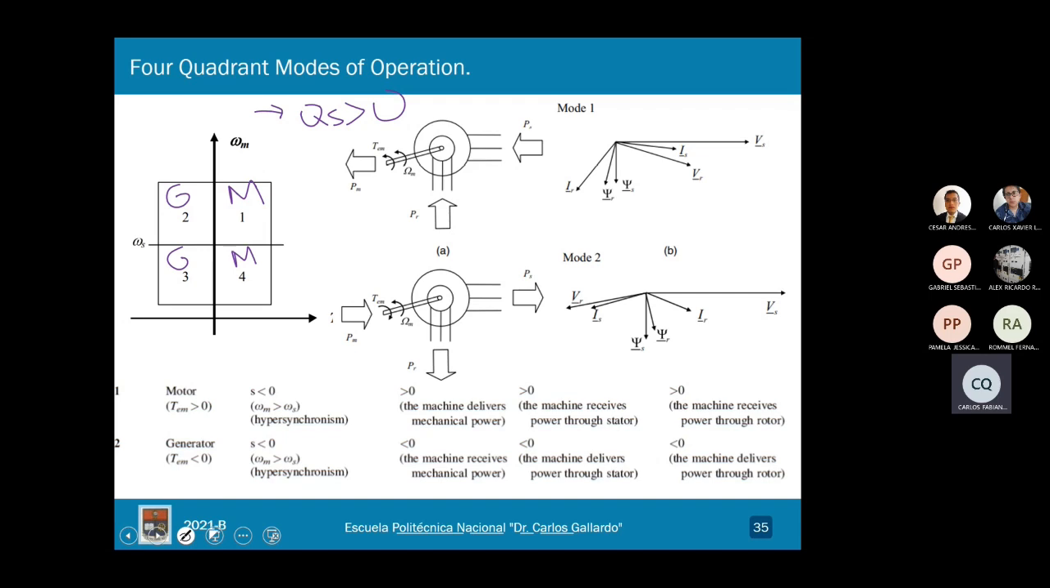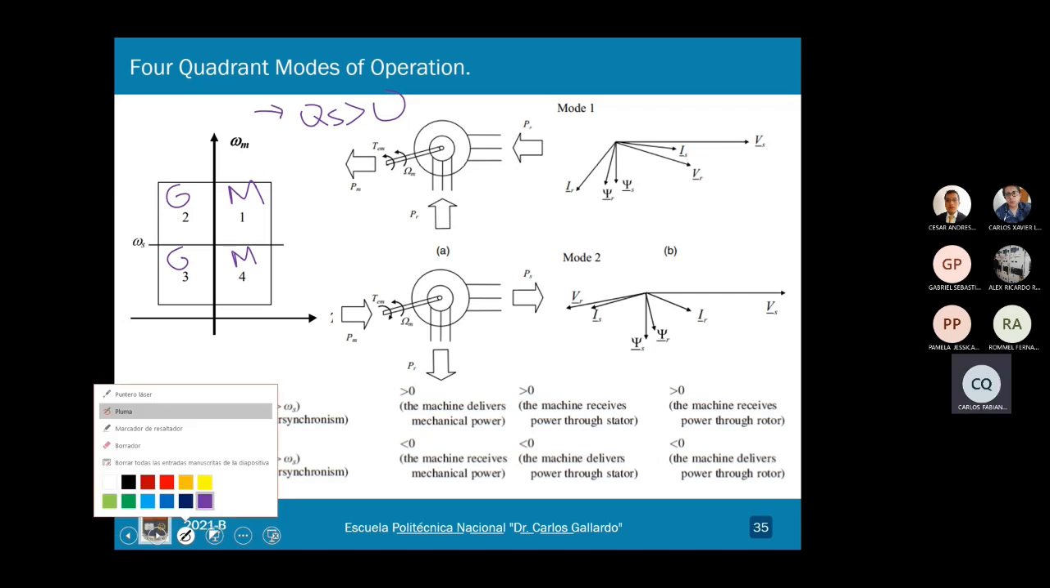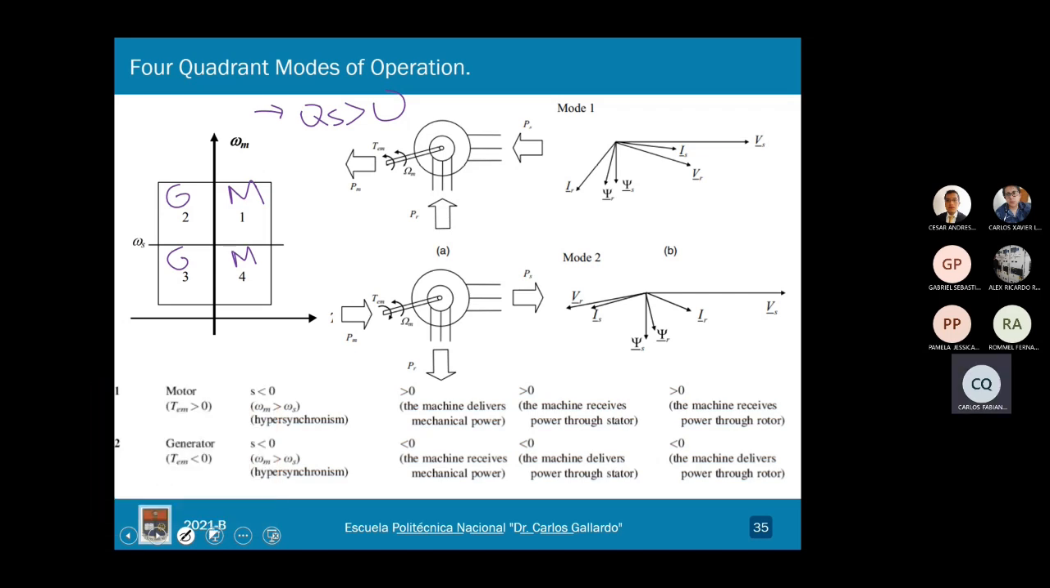It means a positive stator reactive power consumption. Pay attention to this part. This is mode 1, which is motor operation. If I have a motor operation, the input is the stator active power, and the output is the mechanical power.